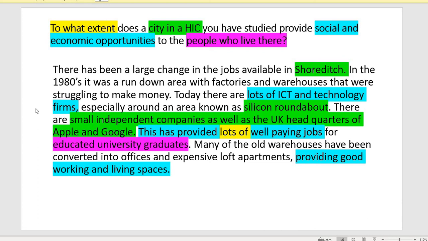Okay, so this paragraph is all about the positives and the opportunities. Again, we are showing that we are using our case study.